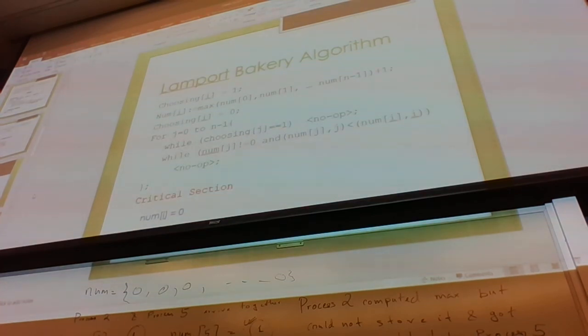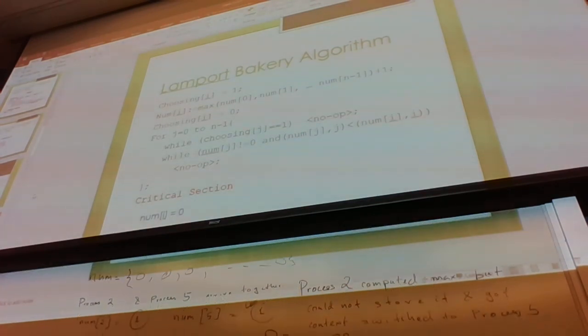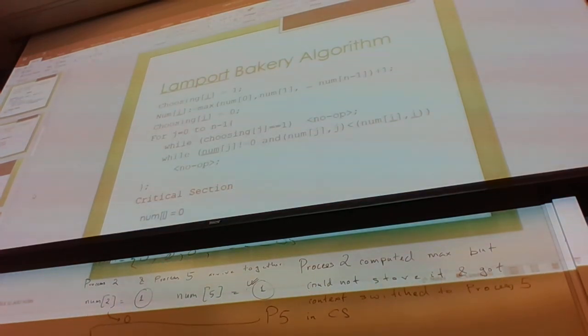Num2, comma 2, so now it evaluates this condition. Num2, comma 2, is it less than num5, comma 5? Num2 is what? 1. And what is num5? 1. So num2 is equal to num5. In that case, how will we find out the truth value? We have to compare the indices. Now we see that 2 is less than 5. So this condition will return what? True or false?